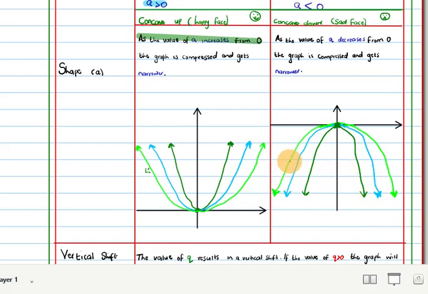Moving forward. So here, as the value of A decreases, since A is less than 0, you know that A being equal to -1 and A being equal to -2, this one is less than this one. So as A keeps decreasing, the graph becomes compressed or gets narrower also. So this one and this one is the vice versa of this one. Okay, moving forward.